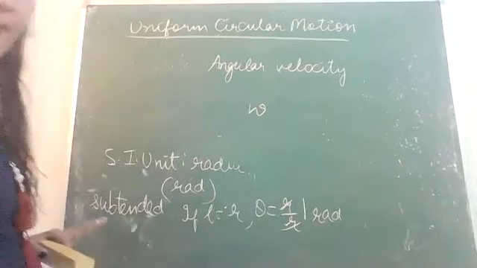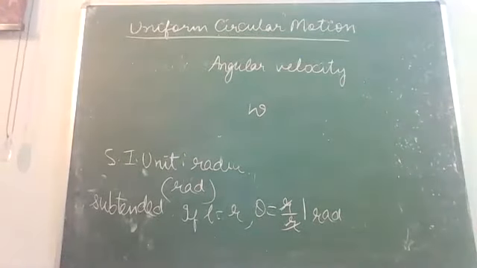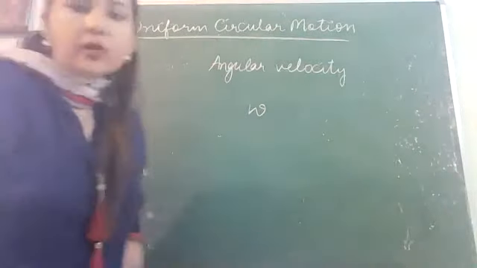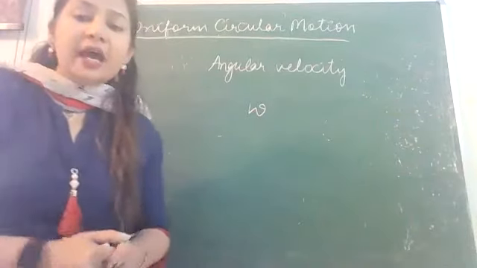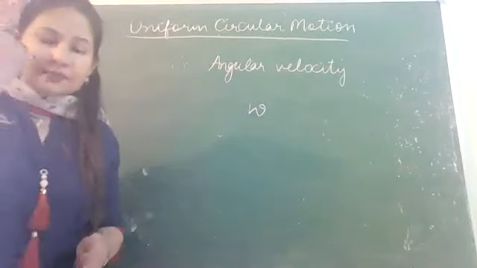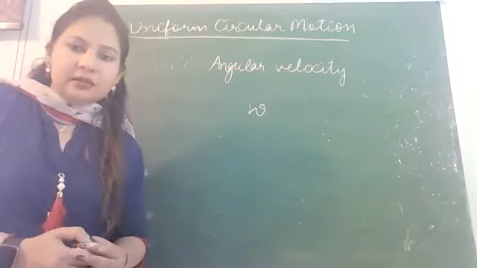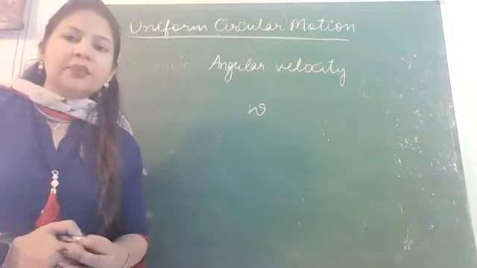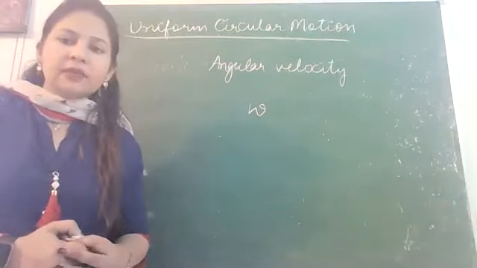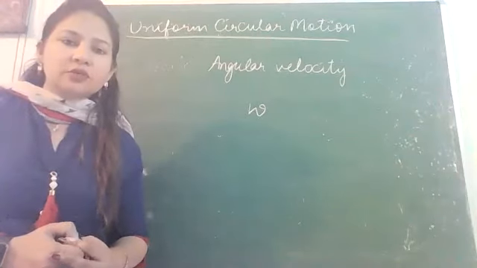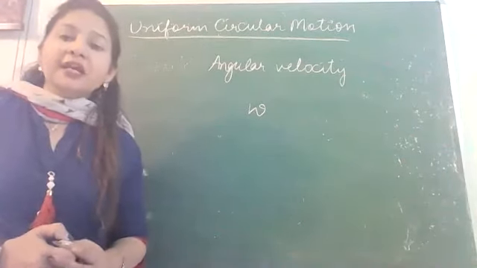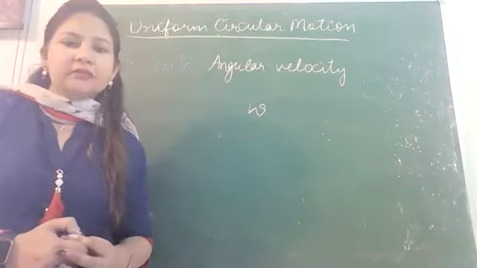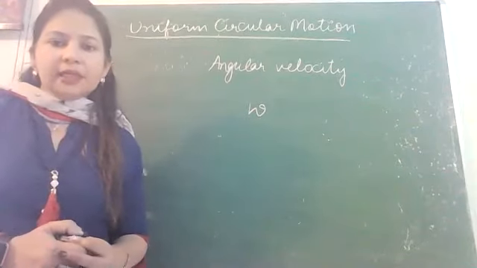Yes, Dharya. Ma'am, can you please repeat the definition of radian? Okay. 1 radian is the angle subtended at the center of a circle by an arc whose length is equal to the radius of the circle. Okay?